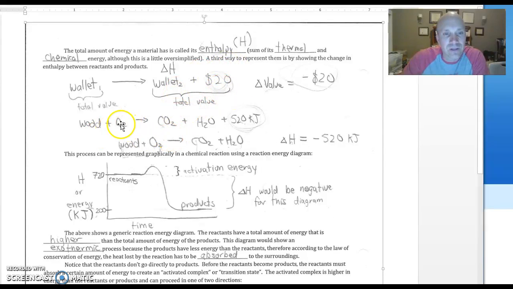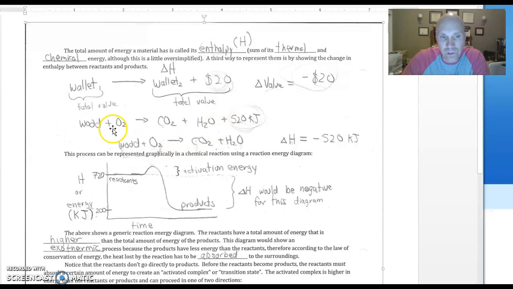So let's compare that to this process right here. Wood plus oxygen is going to give carbon dioxide and water. This is the combustion of the wood, and it's going to give off this much in terms of heat energy. Let's cover up this right here and just focus on the materials. Which has more energy, the wood and the oxygen in the beginning, or the carbon dioxide and water in the end?